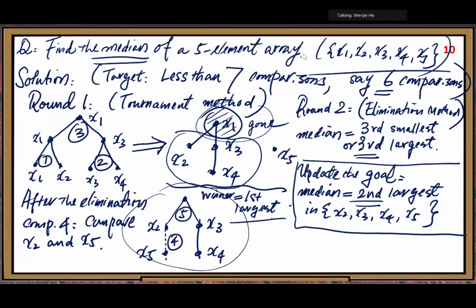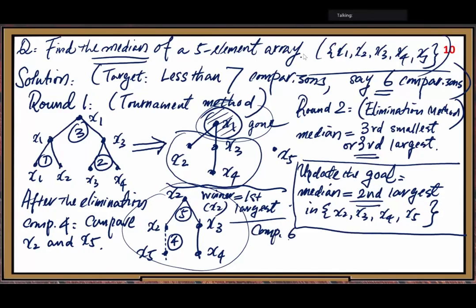Then for the second largest, you compare the loser of comparison number 5 with another candidate. For discussion, X2 or X3, which one is larger? It is a symmetric case, so to make the discussion easier, we can assume X2 is larger. X2 is the winner. Then comes comparison number 6.